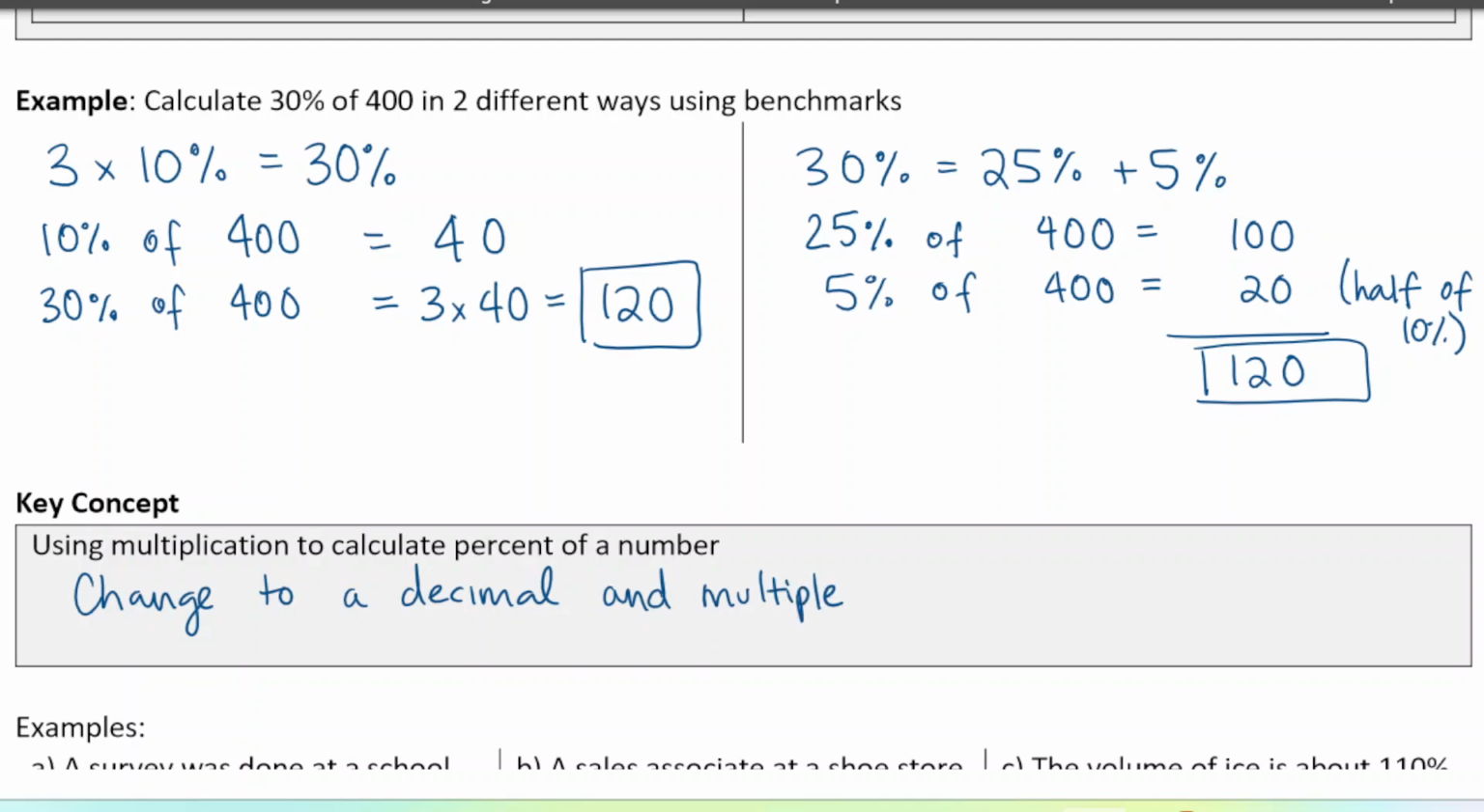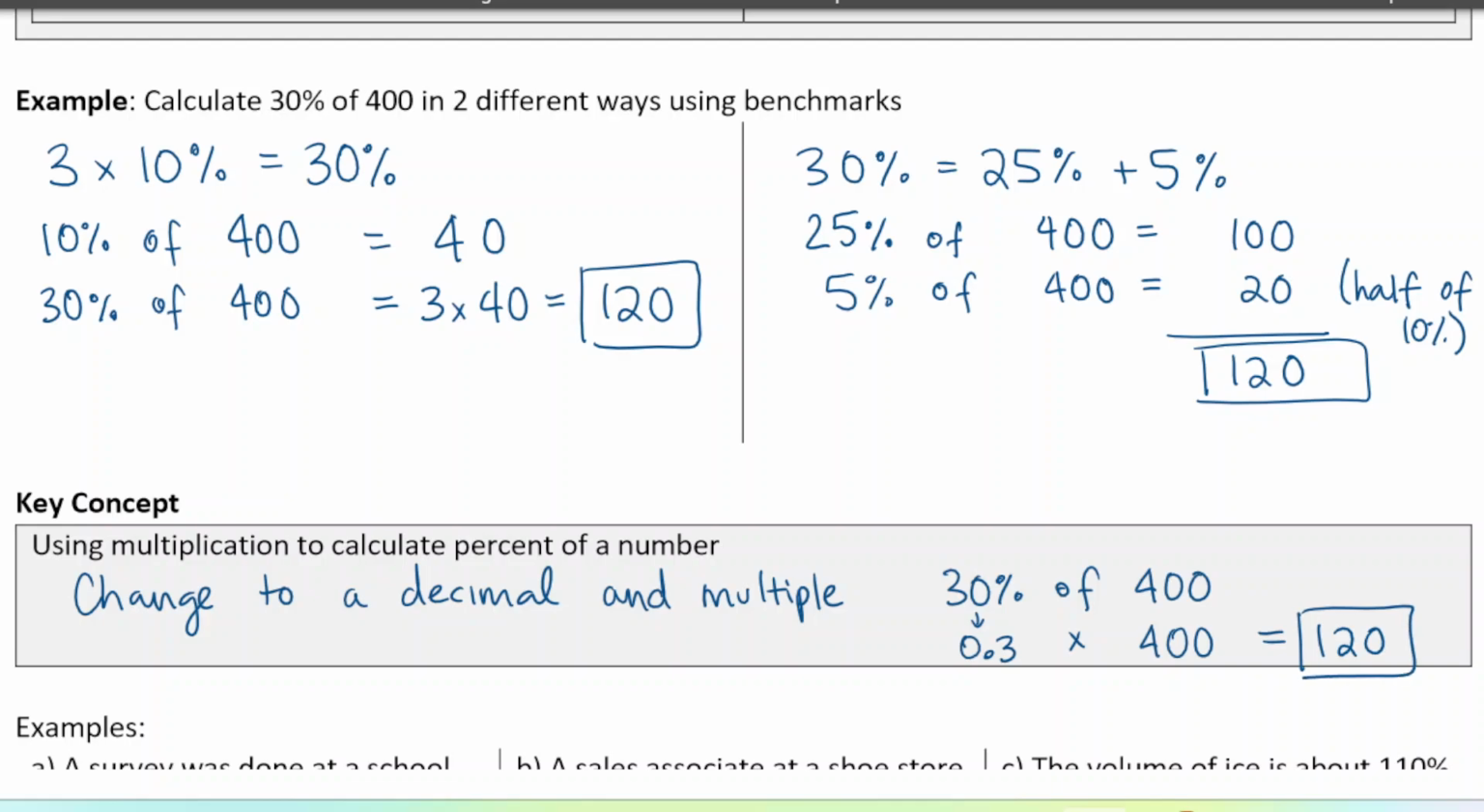In the fractions chapter, we talked about how the word "of" means multiply in math, especially when it comes right after a percentage or a fraction. So when we're talking about 30% of 400, the "of" means multiply. And 30% is the same thing as 0.3. So we're going to do 0.3 times 400, which is 120. Same answer again, just another way to do it.